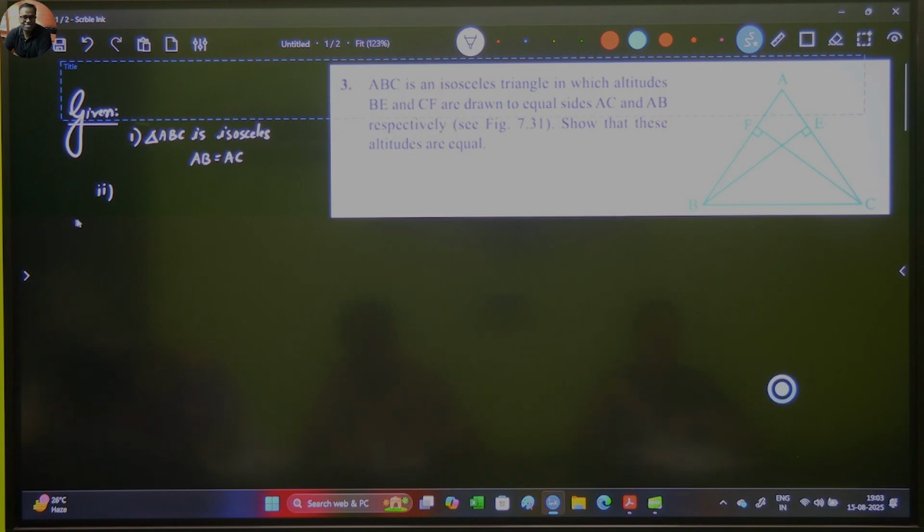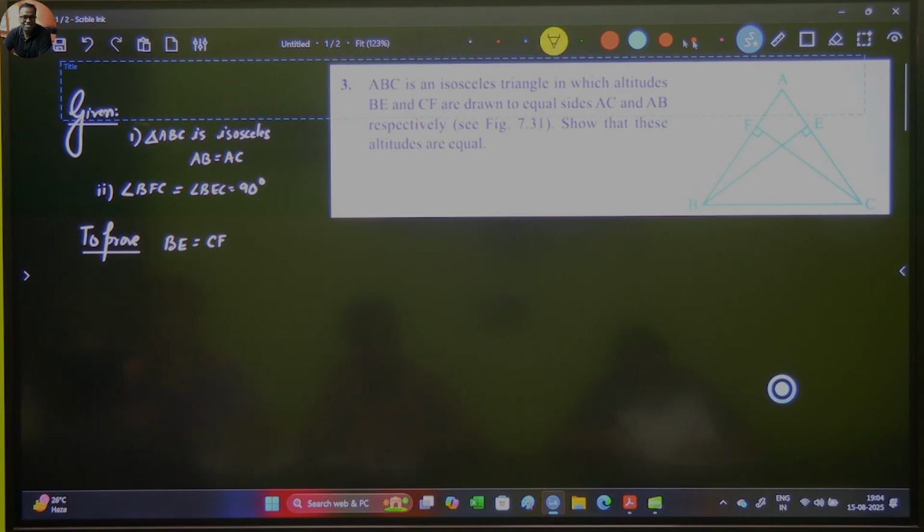BE and CF are altitudes, right? So it's given, they are altitudes, so I can write in triangle BFC, angle BFC should be equal to angle BEC, and all these should be 90 degrees. This is already given. Now what do we have to prove? To prove that the altitudes are equal, which means we need to prove that BE is equal to CF.